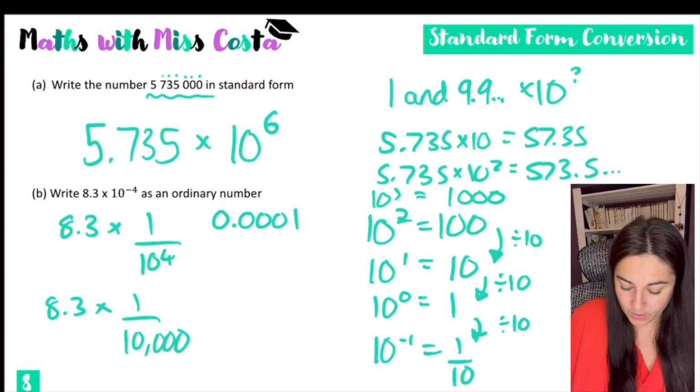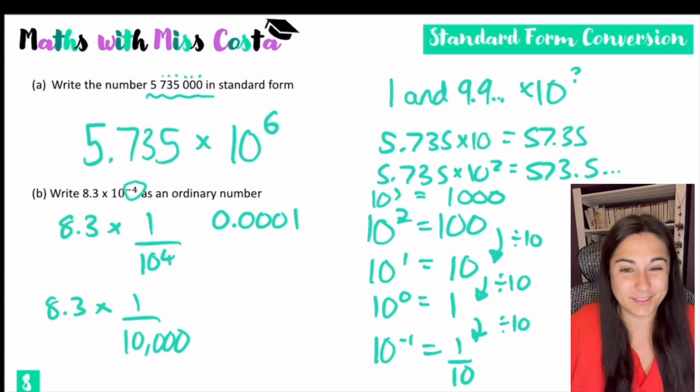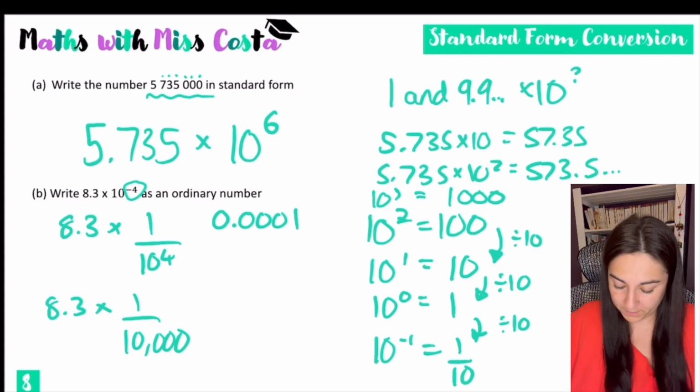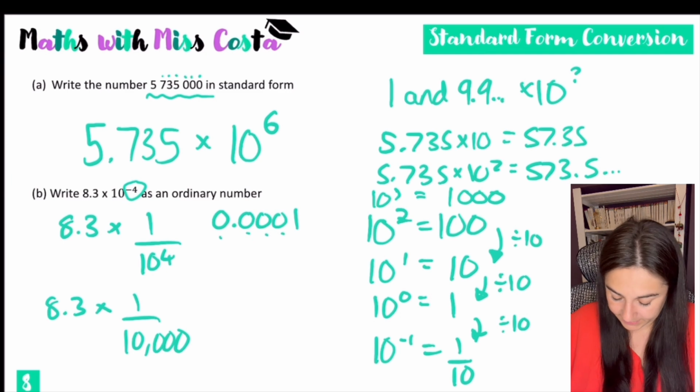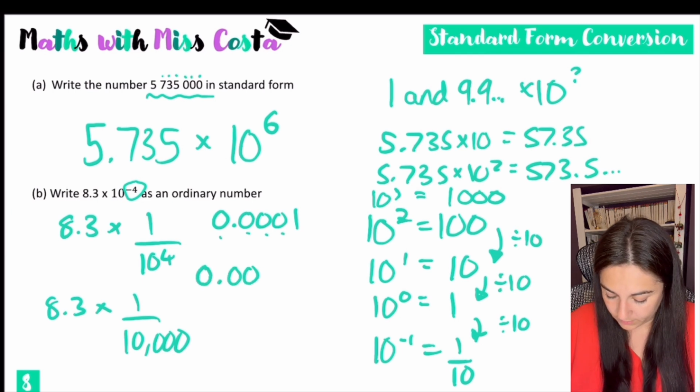0.0001. So when you've got a negative 4, you can just do a little cheat method where you count how many zeros are before your number. So 1, 2, 3, 4, that's the same as 1 over 10,000. So 8.3 times by 0.0001 would give me 0.00083. So I've got 1, 2, 3, 4 zeros, and then I write my number.